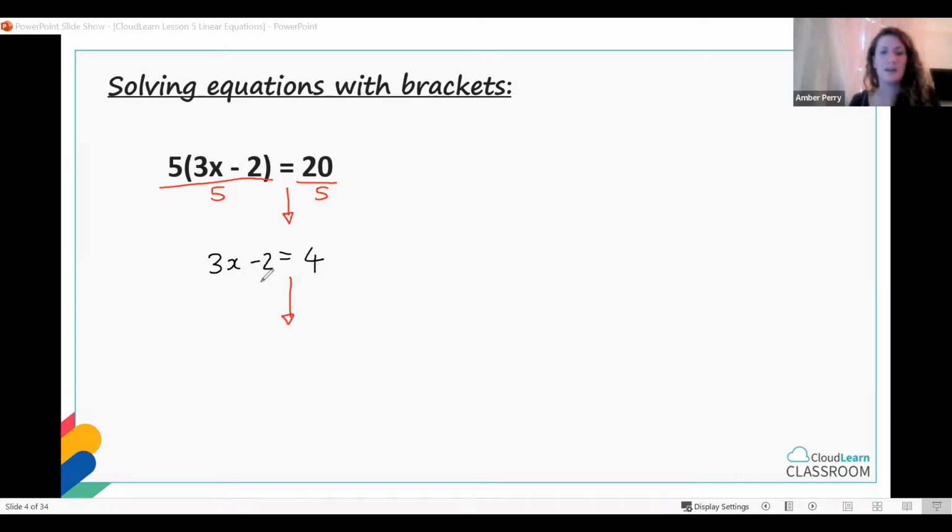And then I'm going to go ahead and solve this just as we did last time. So plus the 2, plus the 2. Plus the 2 on both sides there, and we have got 3x equals 6. And then dividing both sides by 3, we have got x is equal to 2.